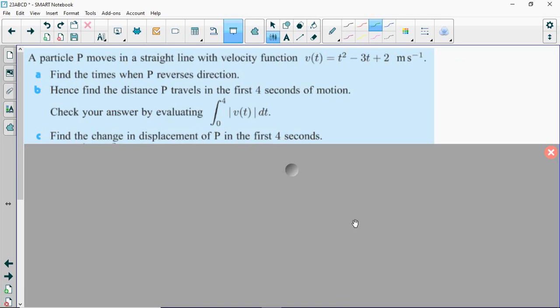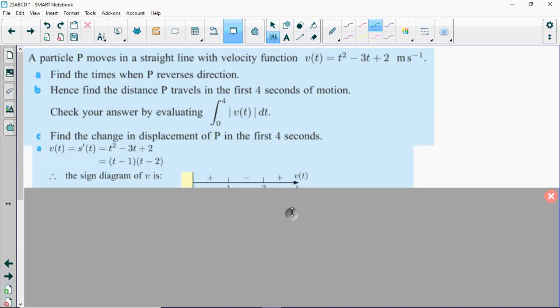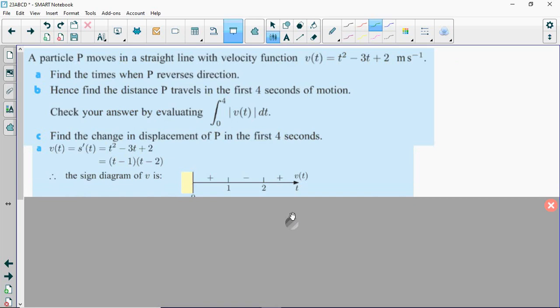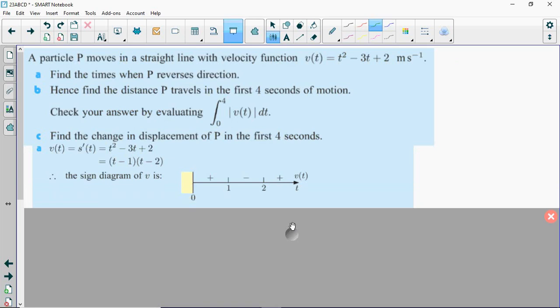Part A, when does this particle reverse direction? They mean when is its velocity equal to 0? Well, velocity is a quadratic, so that's easy enough. It's going to reverse directions at 2 times, 1 and 2. From 0 to 1, it looks like our particle is moving to the right. From 1 to 2, it's moving to the left. From 2 to wherever we want to stop, it's moving to the right.